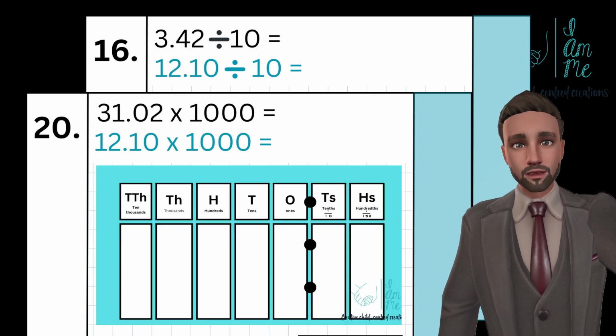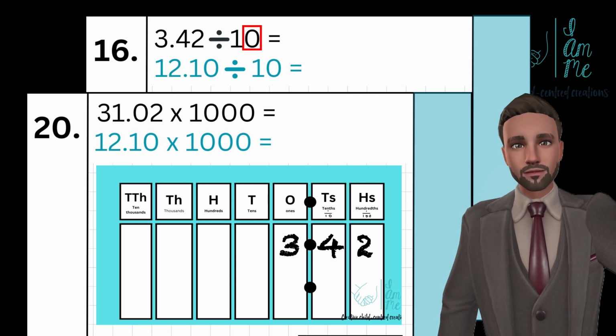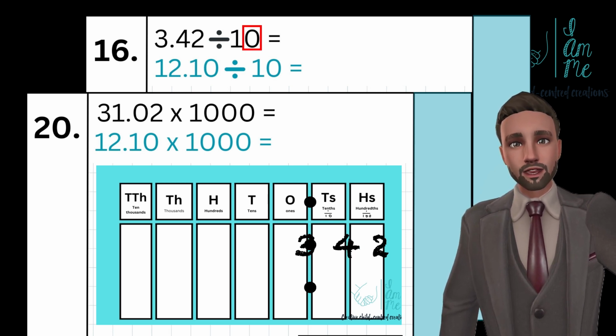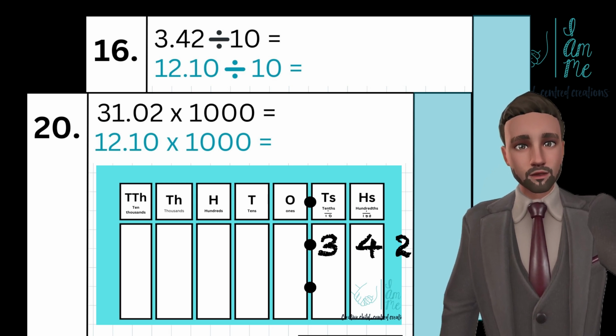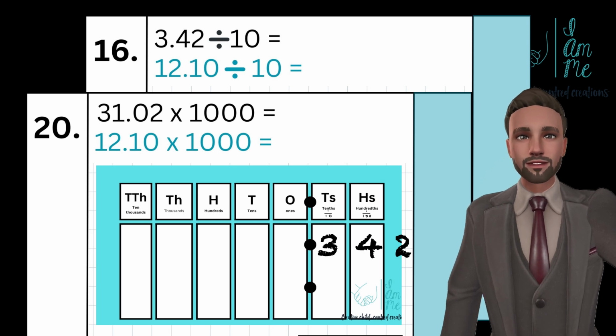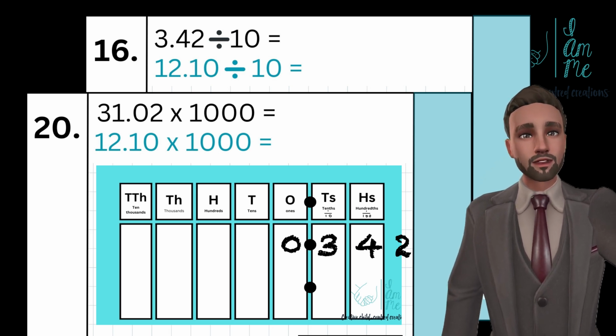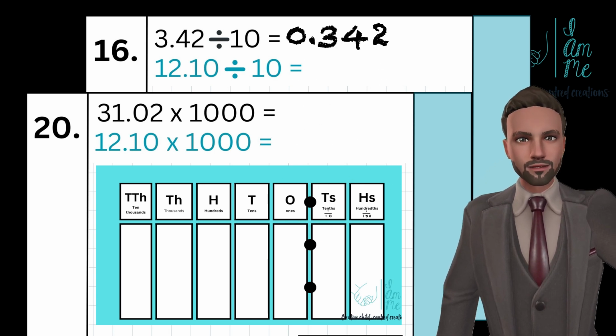Let's take a look. 3.42 divided by 10. There is 1 zero in 10, so I move the place value columns 1 down, making it smaller because I'm dividing, giving decimal point 342. There's nothing in the ones column, and we always need a digit in the ones column, so I put the place value 0 down, giving an answer of 0.342.